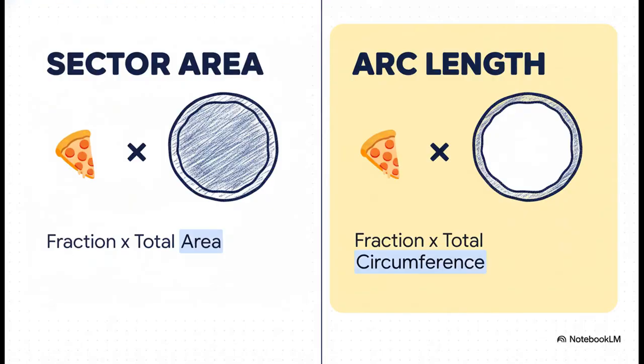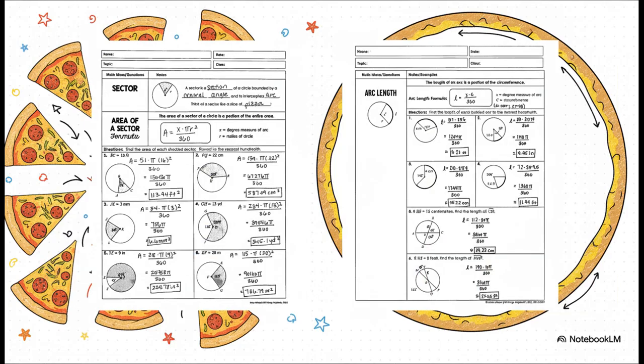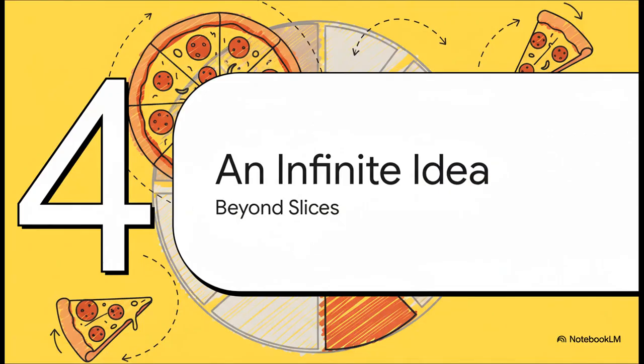This slide right here says it all. For the sector area, you take the fraction and multiply it by the total area. For arc length, you take the very same fraction and multiply it by the total circumference. That's the key takeaway. It is always the fraction of whatever whole you're interested in. Just look at these 2 problems side by side. Totally different numbers, and they're asking for different things. One wants area, the other wants length. But the method, the core thinking behind it, is absolutely identical. You find the fraction of the circle you're dealing with, and then you just apply it to the total measurement you need.